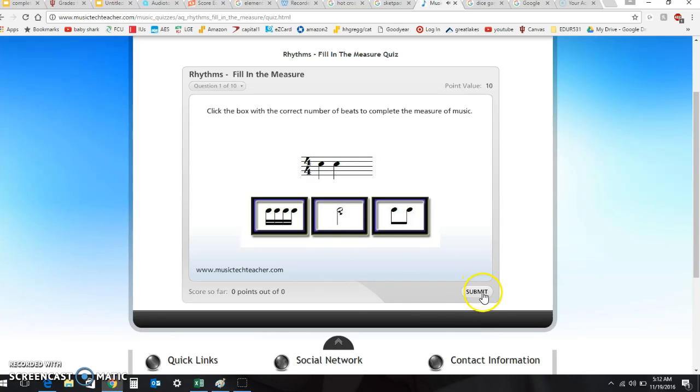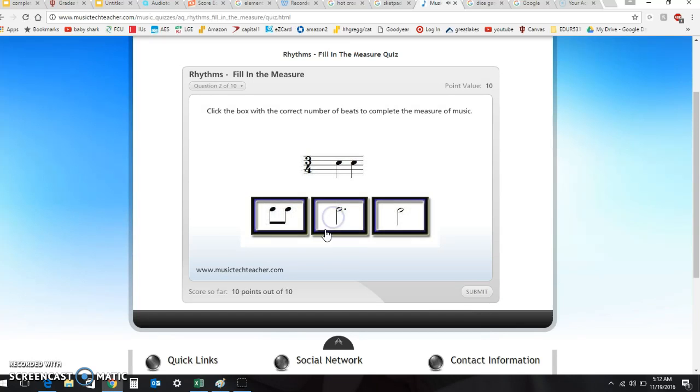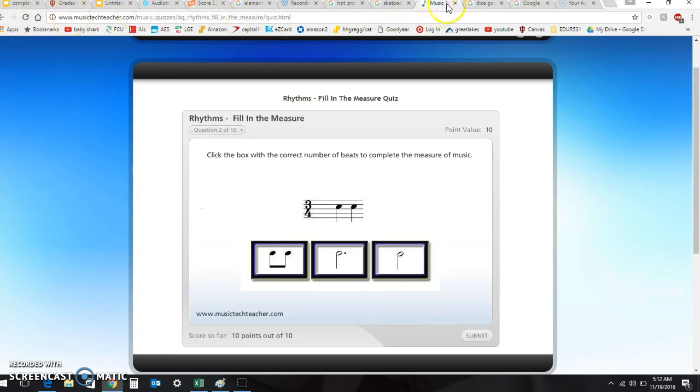While you get that little bow tie spinning, go ahead and click Submit. Half note is correct. It will tell you, okay? All right, so then you go to the next question. So hopefully this will help you out in your quest to get those dice rolling. Again, start rolling.